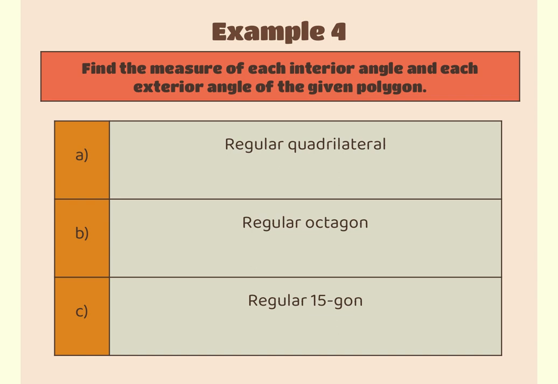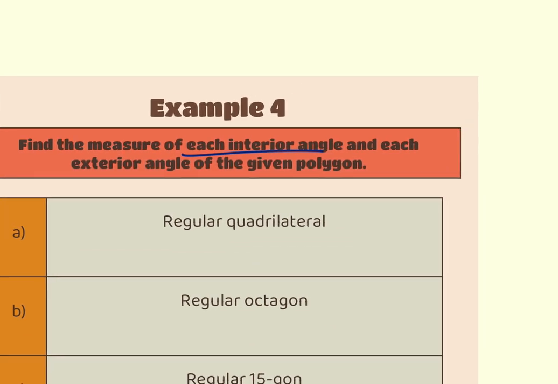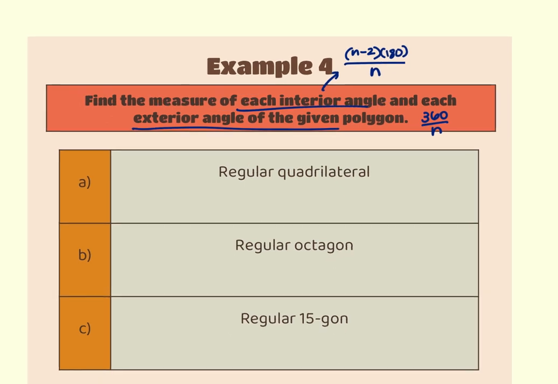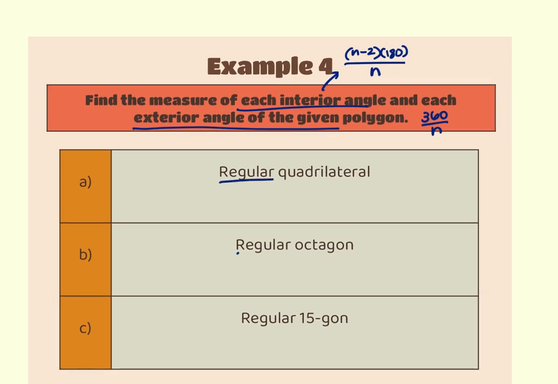All right, example 4 says find the measure of each interior and each exterior angle of the given polygon. So now each interior is what you're trying to find. This is your n minus 2 times 180 over n. And since the sum of the exterior angles is 360, each exterior would be 360 divided by n. Notice they all have to be regular. Otherwise, they're not all going to be the same.